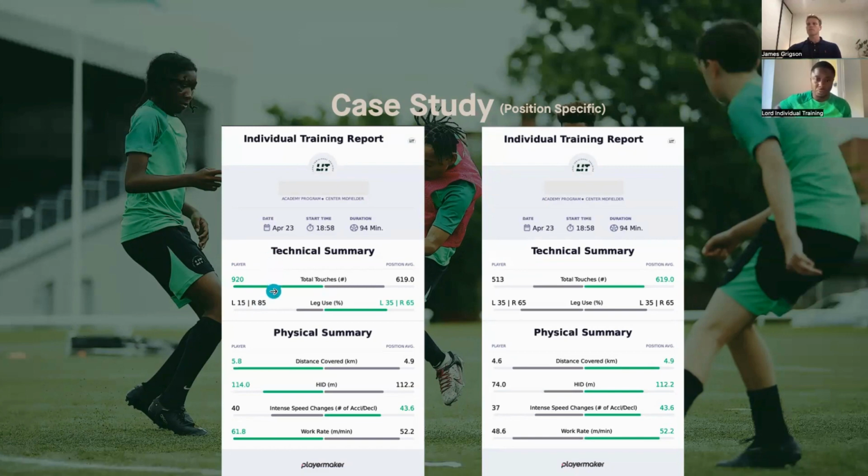The player on the right-hand side really wanted to work on switching play, using both their left foot and their right foot, so for them to understand and assess when to play forward and when to switch the ball. So again, you've got two players working on two completely different things, but how can we achieve their own individual outcomes within the same training session? And just underneath, it's a breakdown of their physical summary.